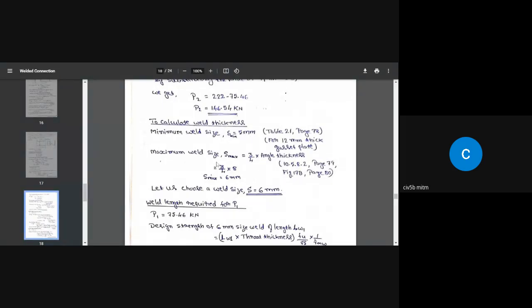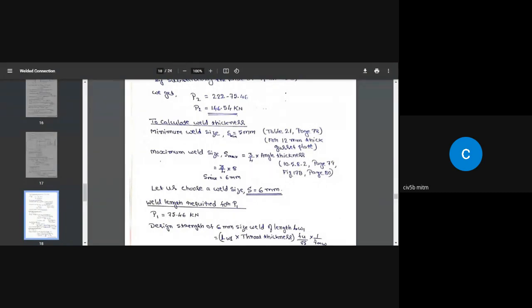Then comes S maximum. What is the maximum size of the weld we can go? For that, go to the next page, page 79, in the second column, you will see 10.5.8.2, where the fillet weld is applied. I'm going to read that. Where the fillet weld is applied to the rounded toe of a rolled section, the specified size of the weld should generally not exceed 3/4 of the thickness of the section at the toe. It says refer figure 17b.